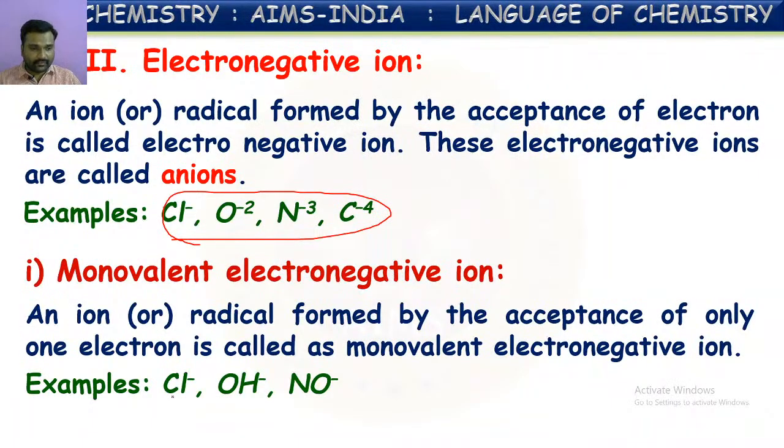And you can identify here, this is the ion which is formed by a single atom, a monoatomic ion. And if you observe this hydroxide ion and this NO3 minus ion, these are formed by more than one atom. So these can be called as radicals also, negative radicals. And all these are commonly called as ions and electronegative ions.